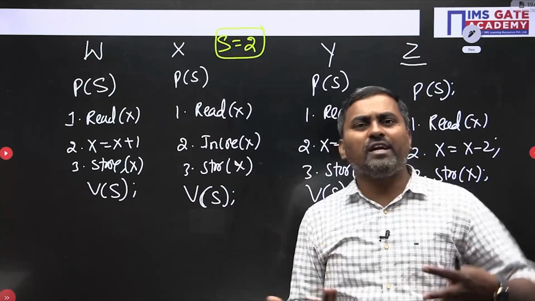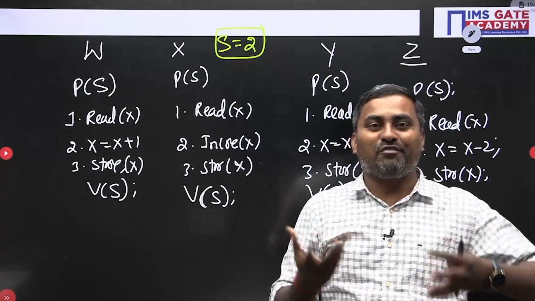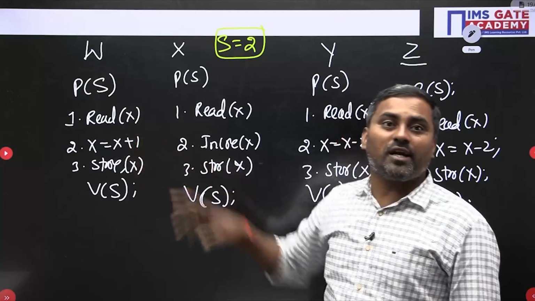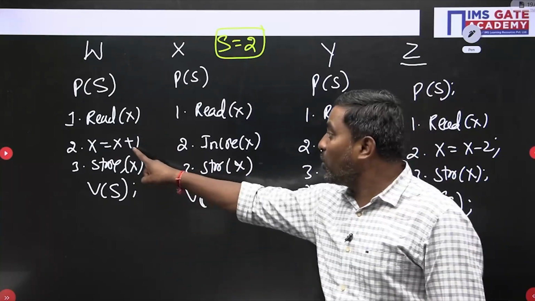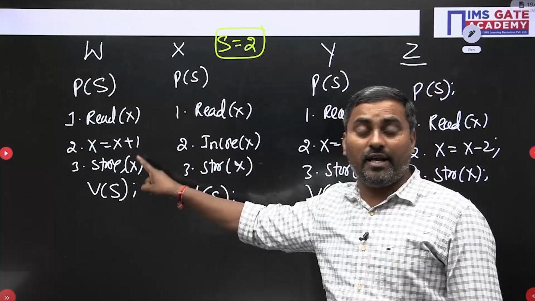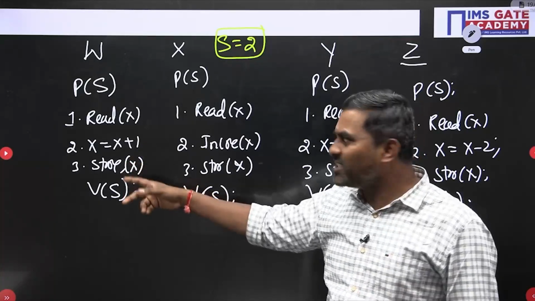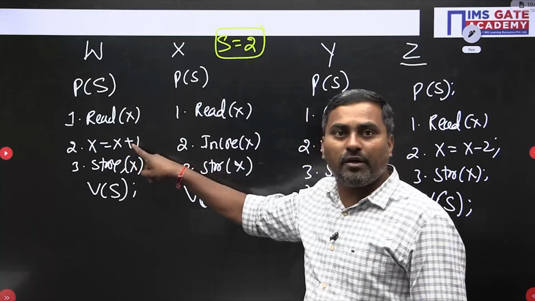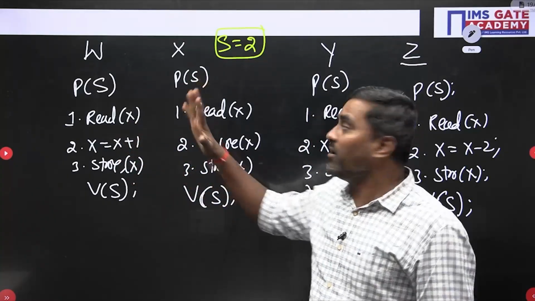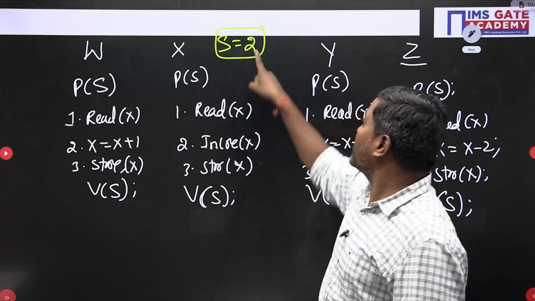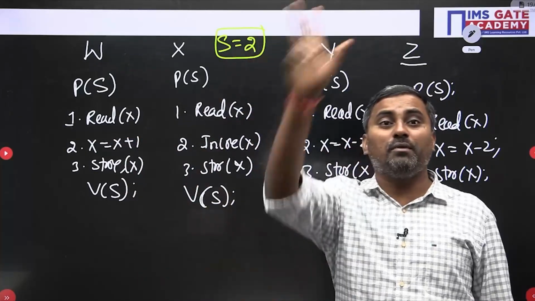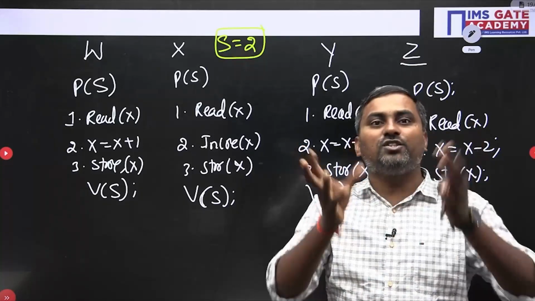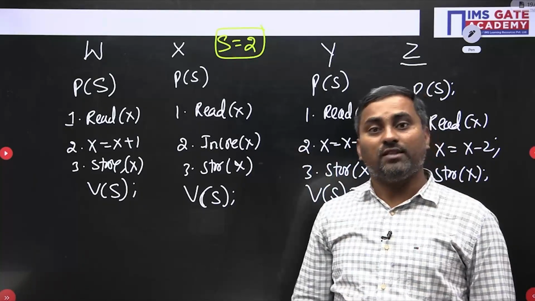But why will we get a different value? Because during incrementation, preemption can happen. Please understand, X equal to X plus 1 is not protected. If process W enters and is performing this incrementation, in the middle preemption can happen and another process can enter, because with semaphore value 2, two processes can be in the critical section simultaneously. So that value can change. That is the reason they are expecting this.